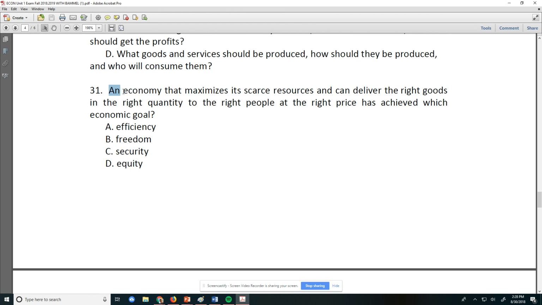31. An economy that maximizes its scarce resources and can deliver the right goods in the right quantity to the right people at the right price has achieved which economic goal? A, efficiency, B, freedom, C, security, D, equity.